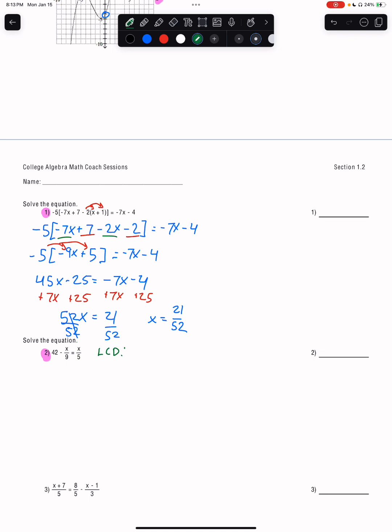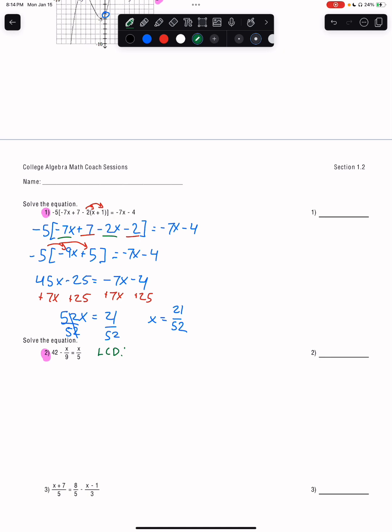Alright, so for the next question, we're still solving the equation, but instead of multiplying everything all out, we need to find a least common denominator. To find a least common denominator, we need to be looking for what both 5 and 9 can divide into. That is the least common amongst them.